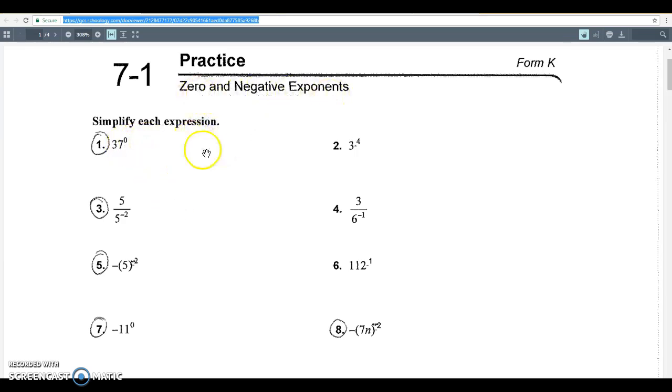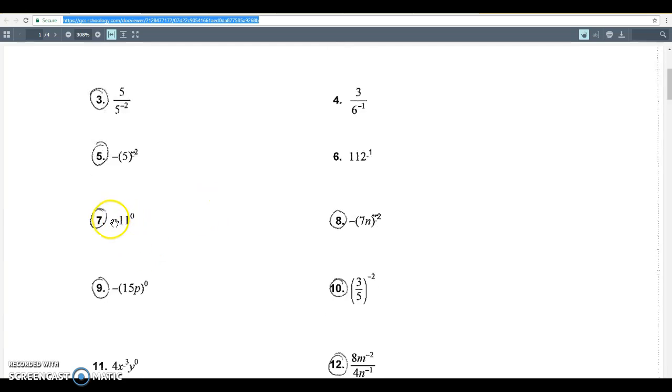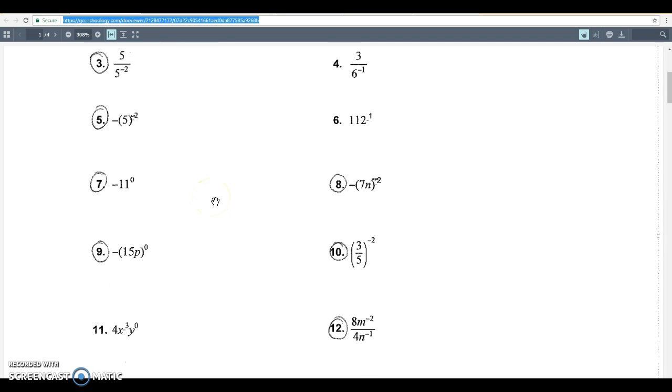This is zero and negative exponents. Of course, we know anything to the 0 power is 1. So this 37 to the 0 power will become 1. Here we have negative 11 to the 0 power. Well, that 11 becomes a 1, but we still have the negative in front. That 0 only applies to the 11, and so that's going to be a negative 1. If all of this had been in parentheses, that would be a 1. But since that's negative 11 to the 0 power, that's going to be negative 1. You can check this on your calculator, so you don't have to be guessing. Okay?